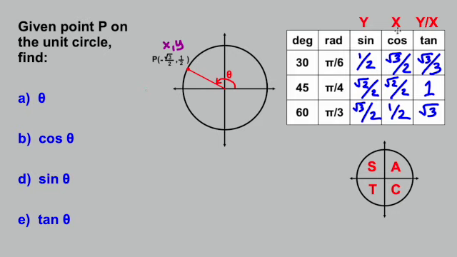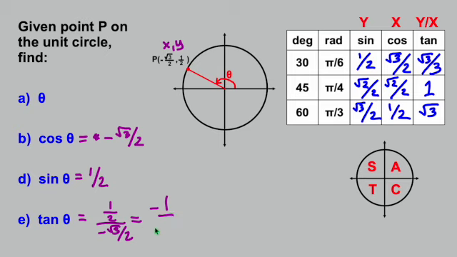And x is just whatever cosine is. So in this case here, cosine of our angle is going to be negative square root of 3 over 2. That's just the x value. And sine is going to be the y, which would be 1/2. So two of these are really easy to get here. Tangent would be y over x, or sine over cosine. And so that is going to be 1/2 over negative square root of 3 over 2. Which is going to be negative 1 over square root 3.